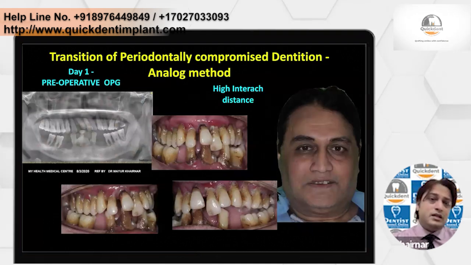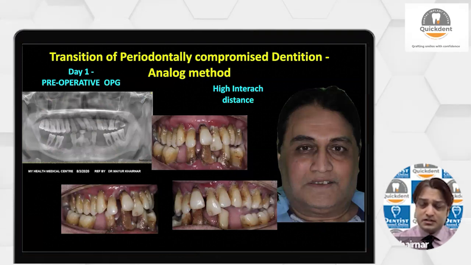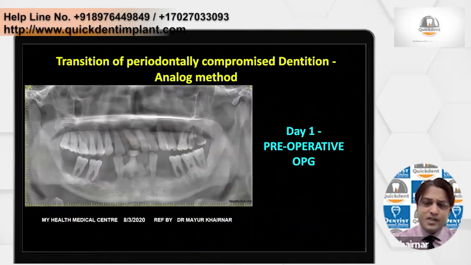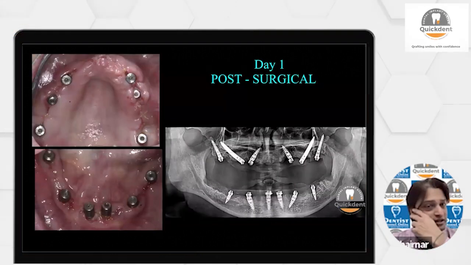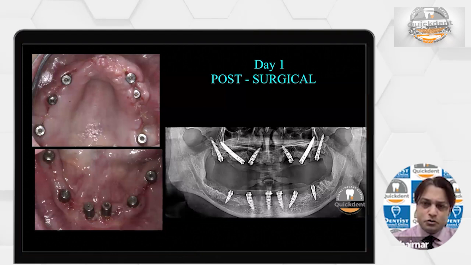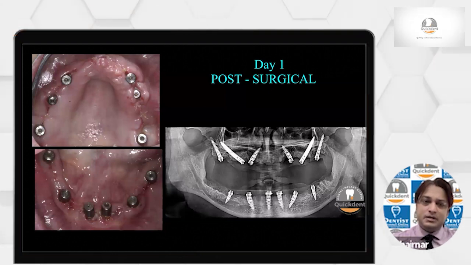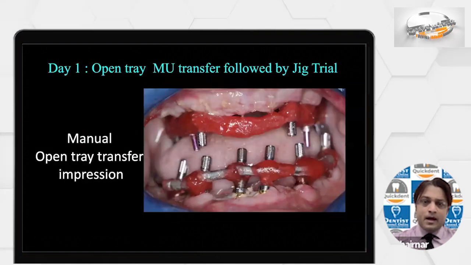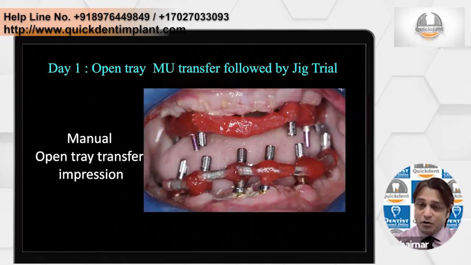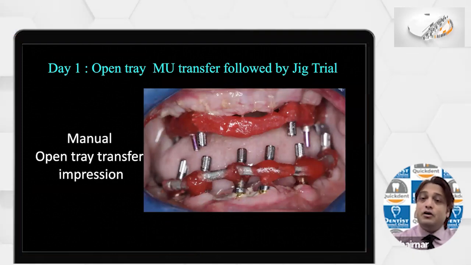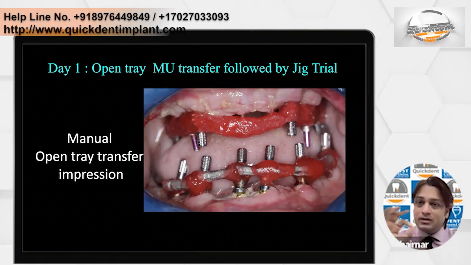I'll show you another case where there is sufficient interarch distance and a severely periodontally compromised dentition. Day 1, you can see all the periodontally hopeless dentition. So we removed everything. I'm not going into detail about the surgical aspect. I've already shown you how we place it. So this is after the placement with an X-ray, and these are healing abutments placed on the implants. And on the same day, we do something called an open tray transfer impression, that is a manual impression. Before that, we check the jig verification at the same time, so that we can save time.